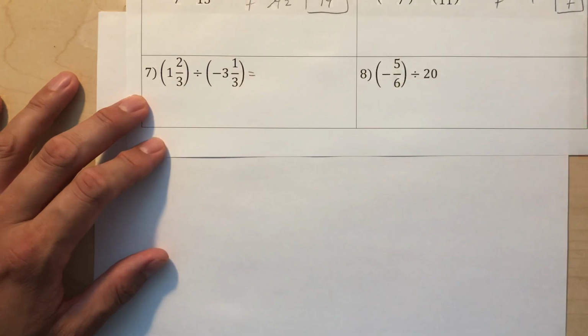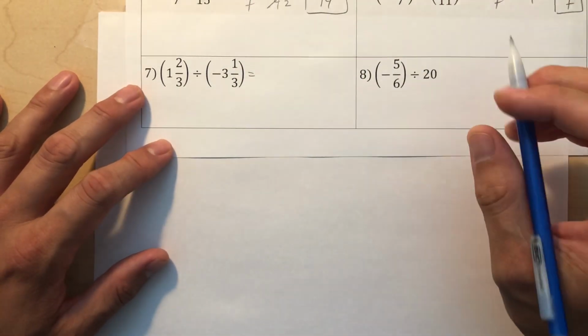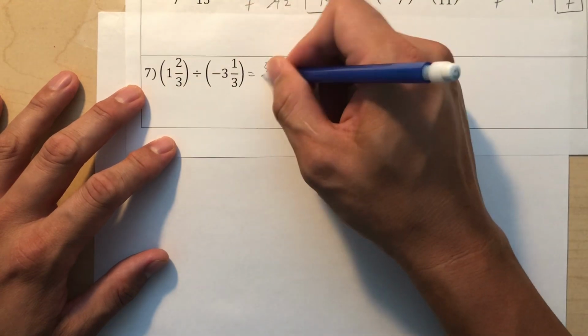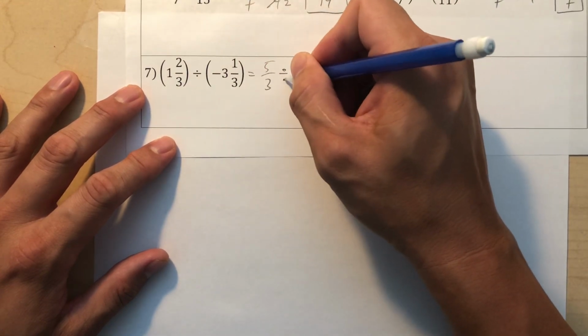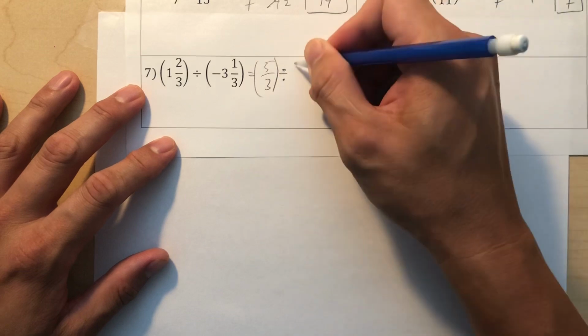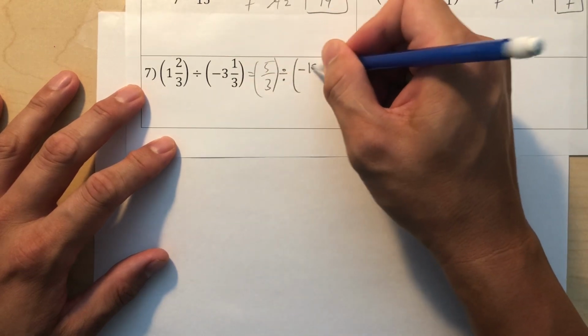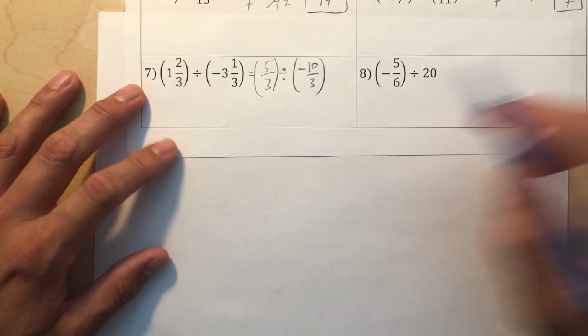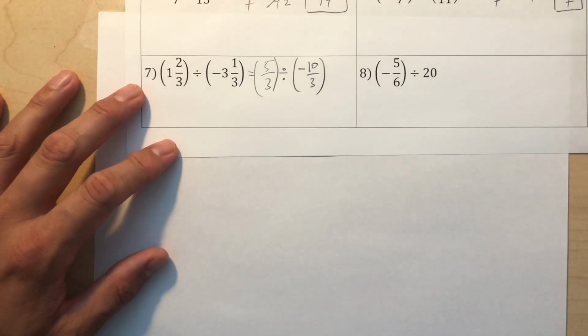Again, this one, I'm just gonna change it right away before I even look at doing keep, change, flip, okay? So that gives me 1 times 3 is 3, plus 2 is 5 over 3. Divide by, let's use a parenthesis. That one gives me negative 10 over 3. All right, now I'm gonna do keep, change, flip. Again, don't try to skip steps here, okay? Let's just rewrite everything. It just looks a little cleaner that way.